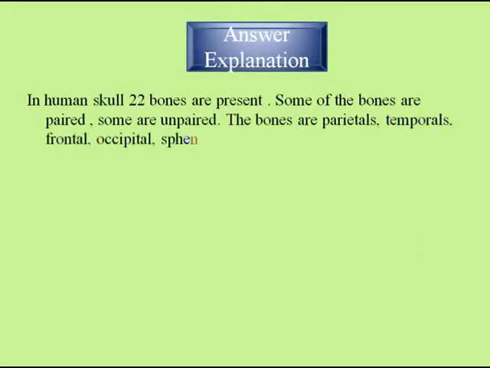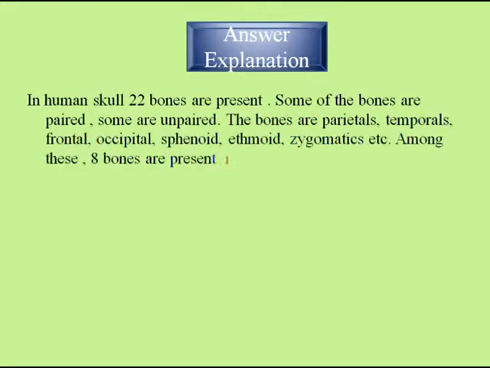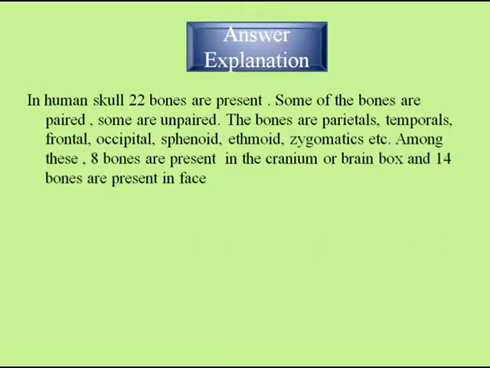Some of the bones are paired and some are unpaired. The bones are parietals, temporals, frontal, occipital, sphenoid, ethmoid, zygomatic, etc. Among these, 8 bones are present in the cranium or brain box and 14 bones are present in the face.